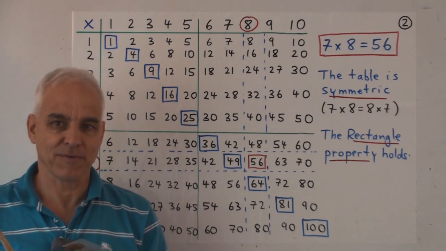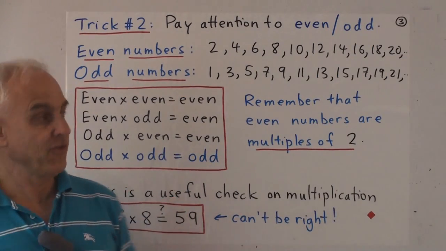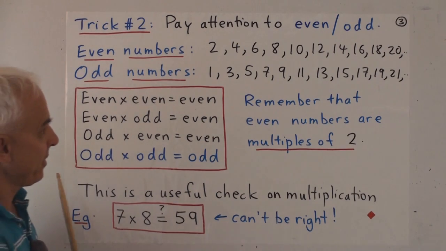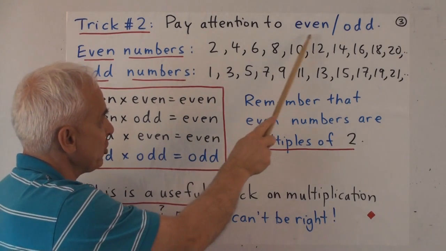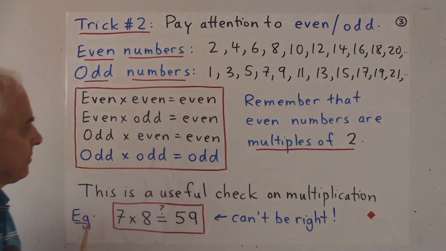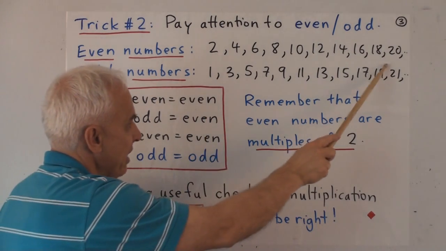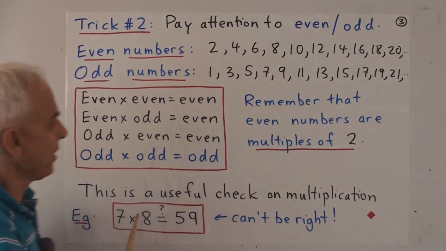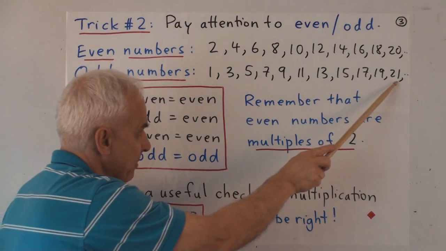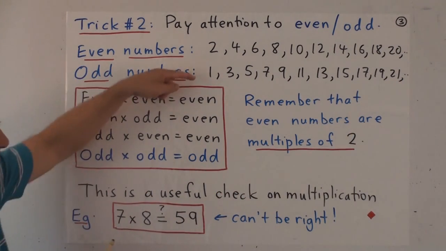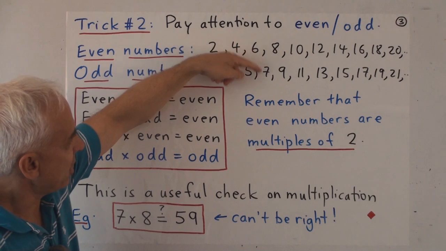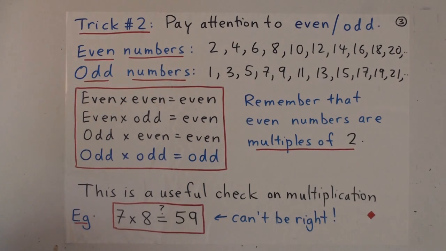Maybe it's almost like a trick. So let's record this, call it trick number 2, which we might say is pay attention to even and odd. Just to remind you, they are the even numbers. Of course, they keep on going. They're the odd numbers. Of course, they keep on going too. And as we count, the numbers alternate odd, even, and so on.